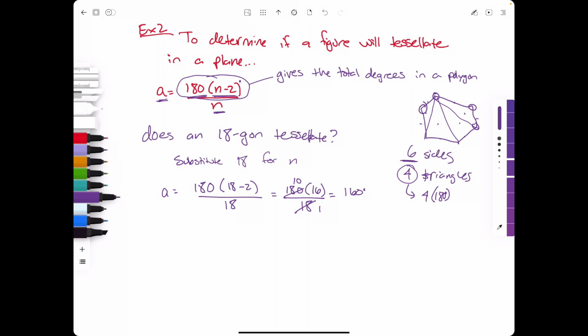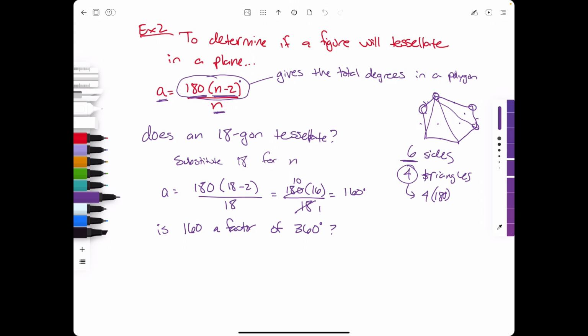So is 160 a factor of 360? Because remember, 360 degrees around a point. Is 160 a factor of 360? In other words, does it go into it evenly? Can you multiply 160 by some whole number and get to 360? Well, hopefully you can say no really quickly.